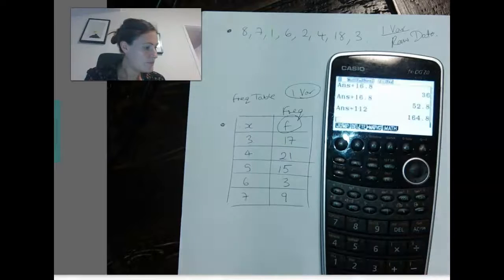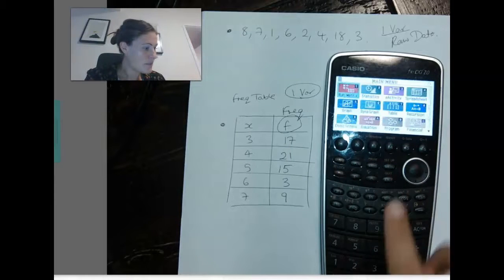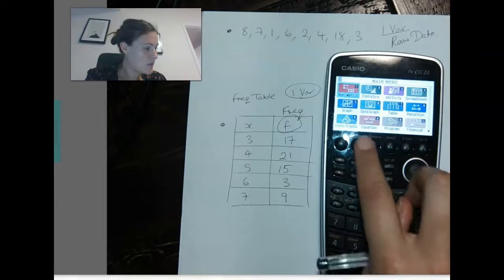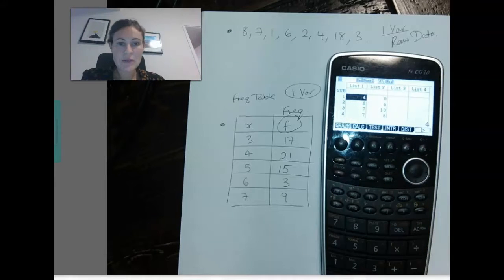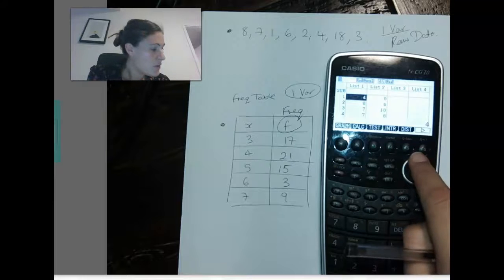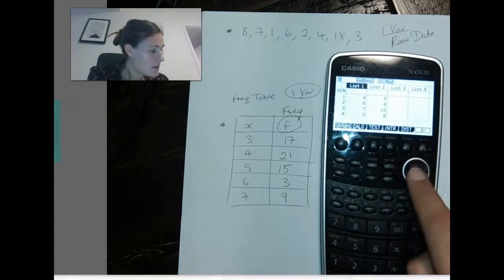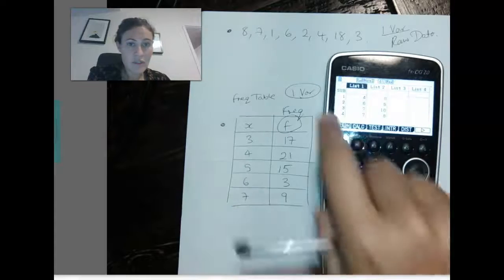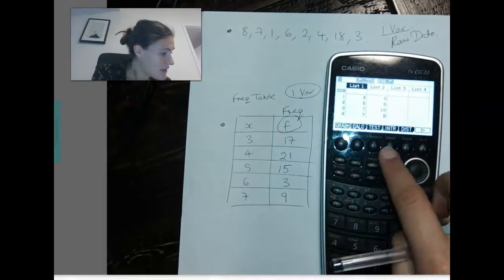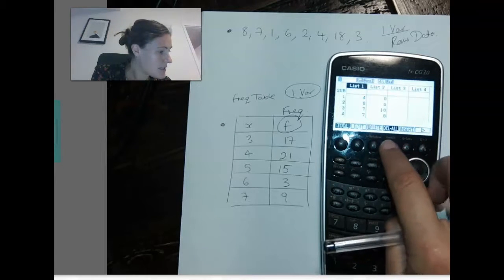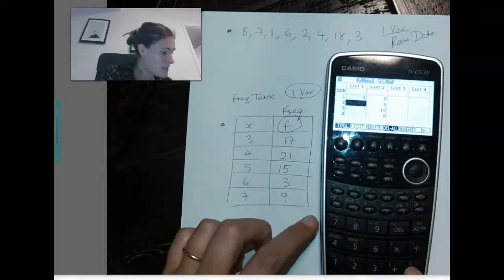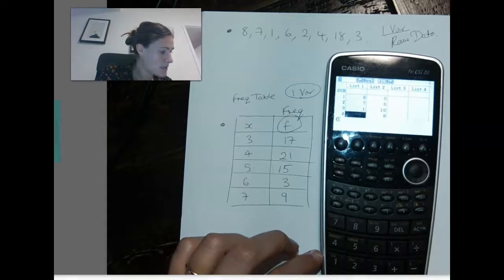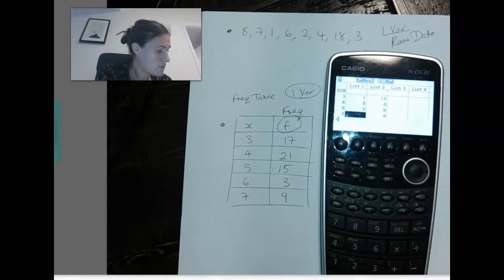So turn it on, and my screen comes up like that, but we press menu, and we're going to go into statistics. This should get you to your lists. For the first one, the raw data, I'm going to delete everything in this list all in one go. Delete all, yes please. I'm just going to type the data in. 8, 7, 1, 6, 2, 4, 18 and 3.